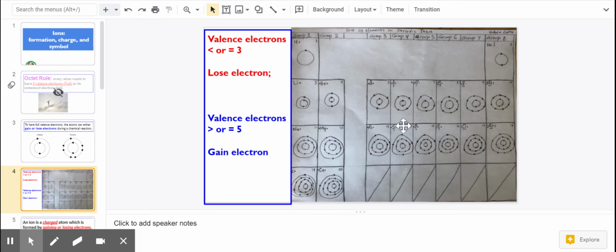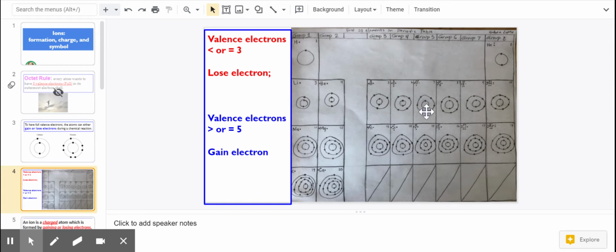Okay. Group 4 is a typical one. It has 4 valence electrons. It doesn't want to give those away, or it's not easy to give 4 away or gain 4. So carbon and silicon are a very special group. We're going to learn this next week.